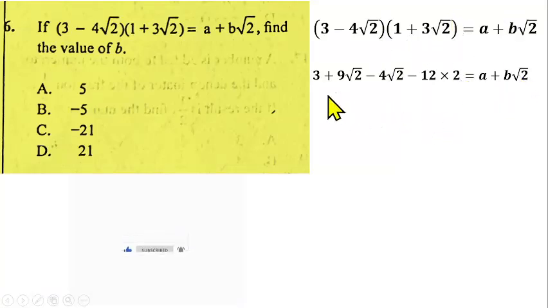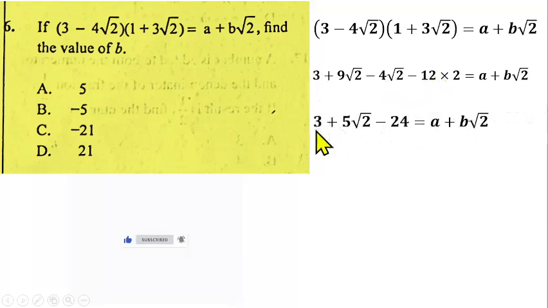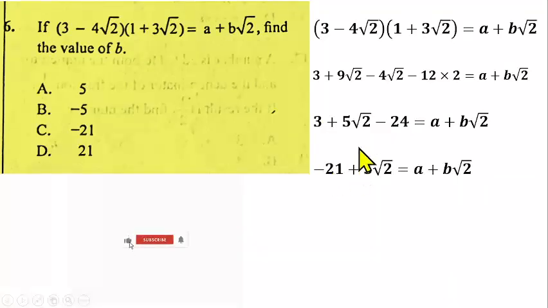Then you can simplify this. We have 3 plus 9 root 2 minus 4 root 2, which gives us 5 root 2. Then minus 12 times 2 will give us minus 24. Then from there you can collect like terms on the left hand side. 3 minus 24 will give us minus 21. So minus 21 plus 5 root 2 equals a plus b root 2.